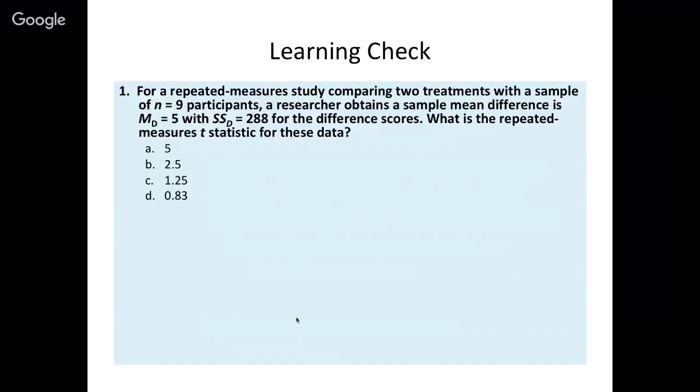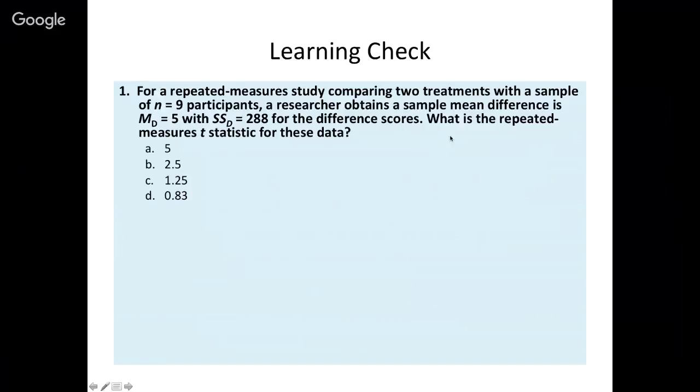Here we have the first question, right? In this question, we have 2 treatments with 1 sample of n equals 9 participants. So 2 conditions, 1 sample means 1 group. So it is a within-subject design, or repeated measures design. So we have to use the paired t-test, right?